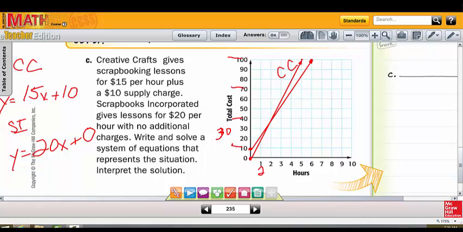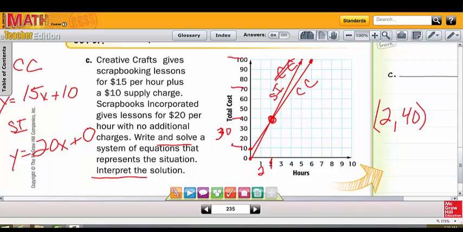Now we can see that CC probably wasn't placed in the best spot. We'll call this one CC, and this one is SI, Scrapbooks Incorporated. So now we need to find a solution. One of the things about trying to draw lines here, you can see both of these lines are a little bit low. It's hard for me to put this exactly on the spot, but our solution is right here at 40 and 2. So our solution is an x value of 2, a y value of 40.